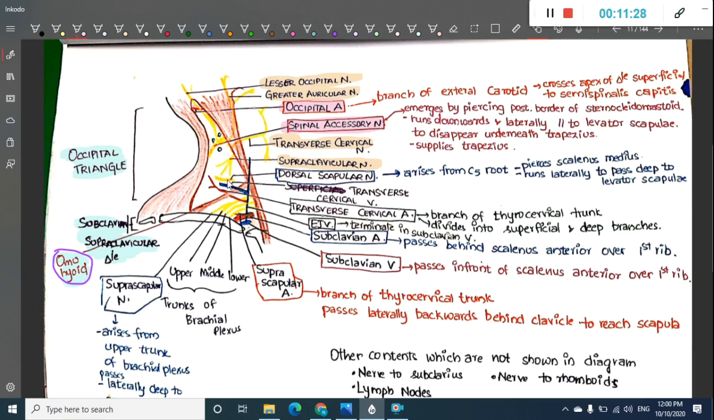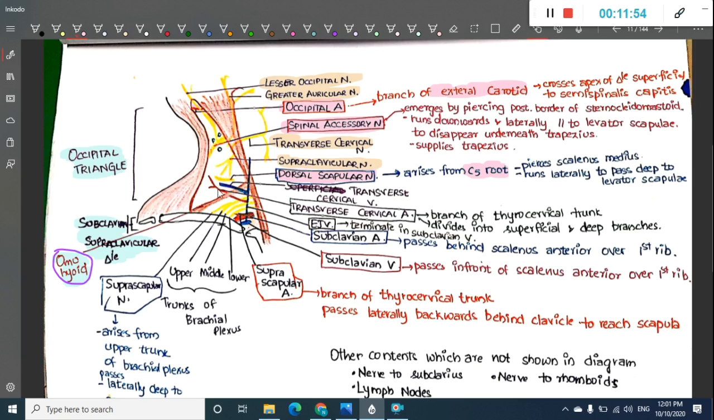Then the next nerve which is important here is dorsal scapular nerve. If you see this dorsal scapular nerve, it arises from C5 root. So even these origins are important. It arises from C5 root and pierces the scalenus medius. Here you have scalenus medius. It pierces the scalenus medius and runs laterally to pass deep to the levator scapulae.